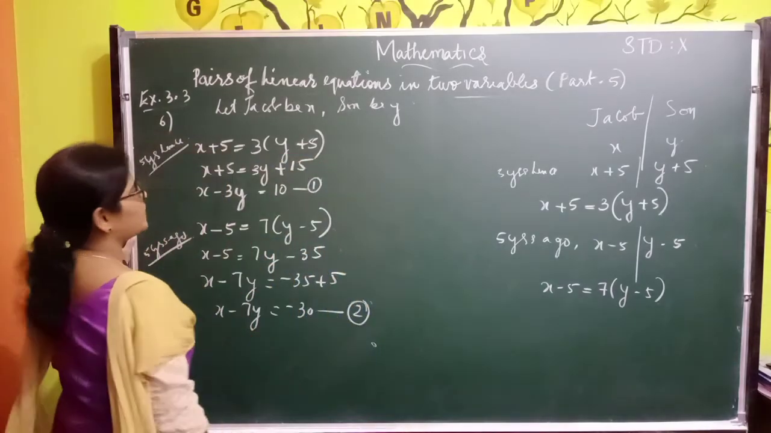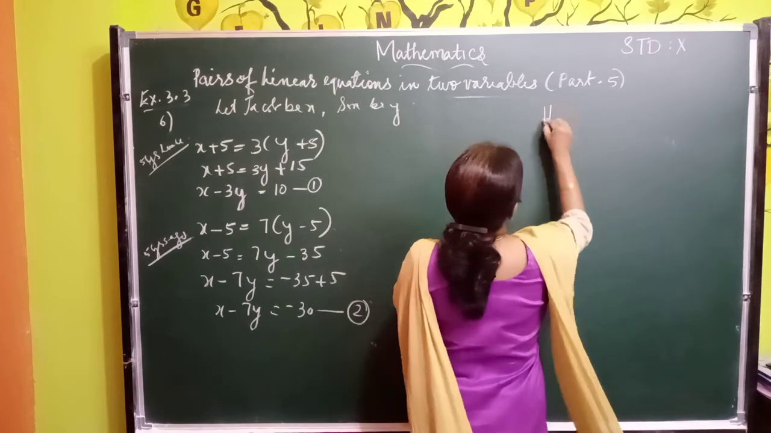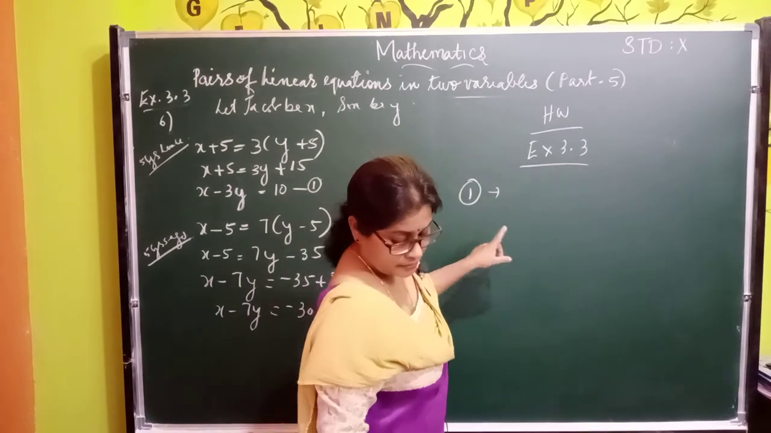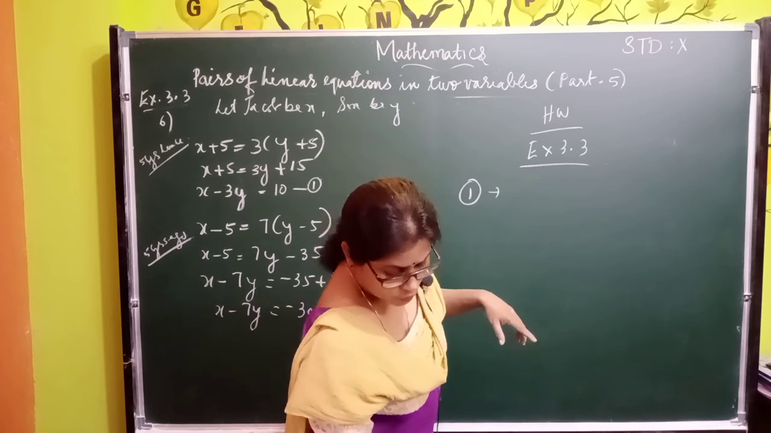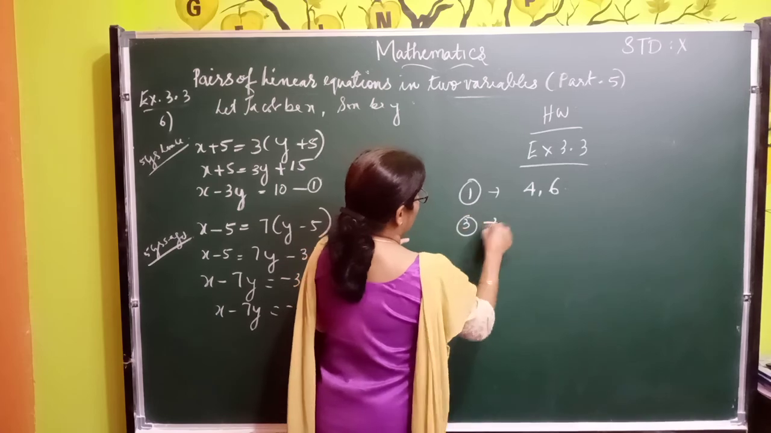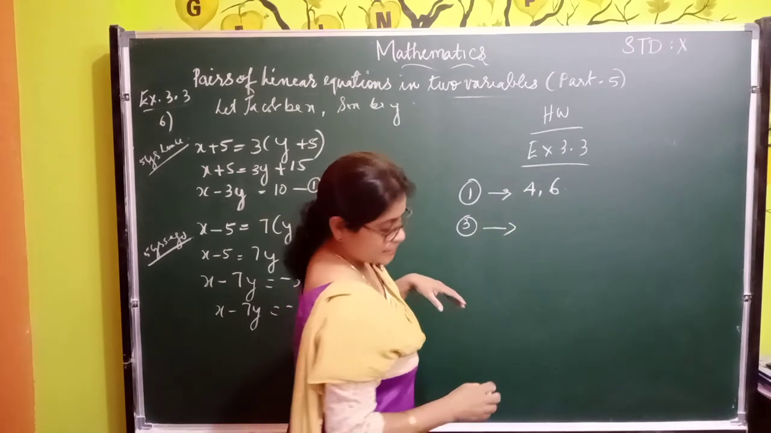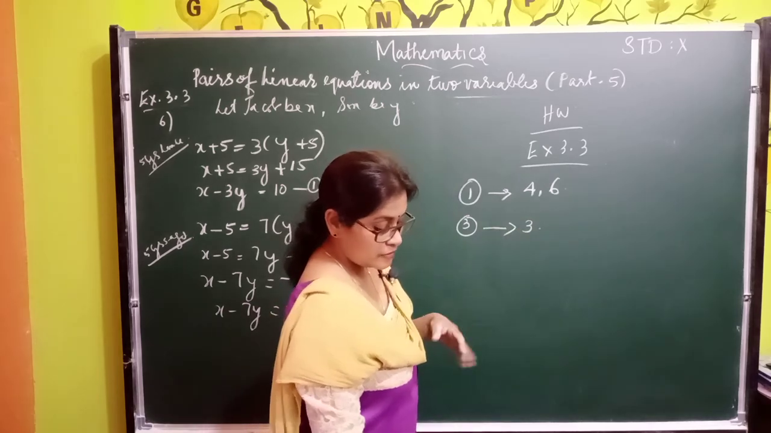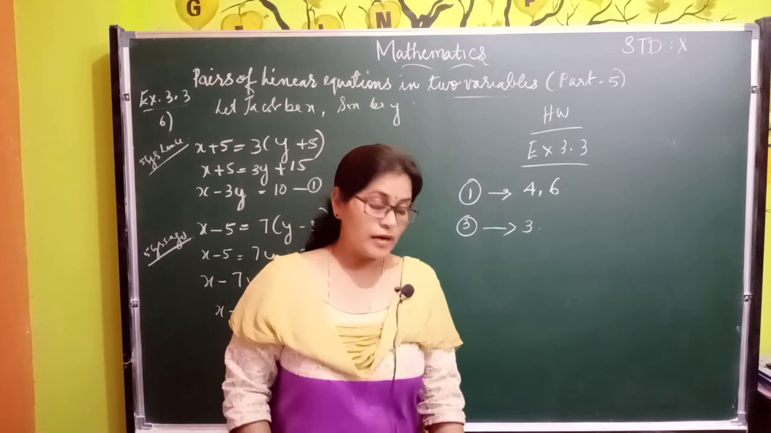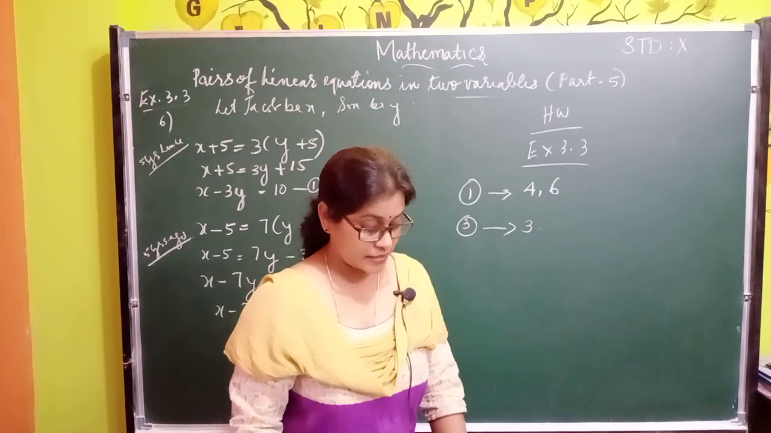Now you have homework from exercise 3.3. From the first question, you have to do 4 and 6. Then under 3, question number 3, and the rest we have done. And question number 4 we will discuss in our interaction session. I will give you the image. Please go through it and then let us discuss in the interaction session. Okay, thank you.